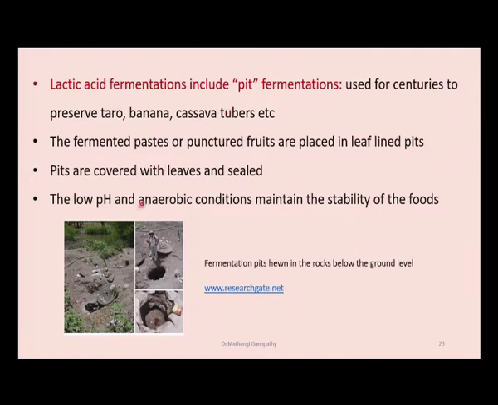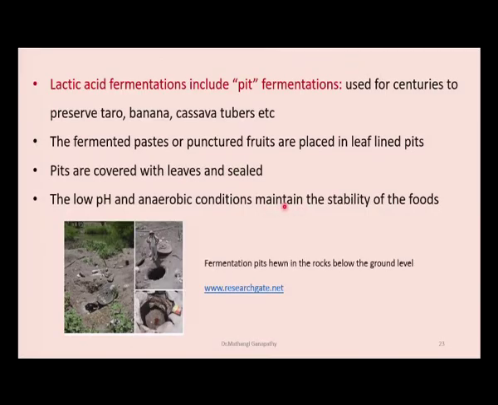What they do is make a pit in the ground and the pits are lined with leaves, and the fermented paste or the punctured fruit or the tuber is placed in these leaf-lined pits. The pit is then covered by leaves and sealed. So we are maintaining an anaerobic condition inside the pit, and since it is a fermented paste or punctured fruit, the organism will ferment it, converting it into lactic acid. A low pH is the automatic result. This will maintain the stability of the food inside as long as we maintain the low pH and the anaerobic condition.